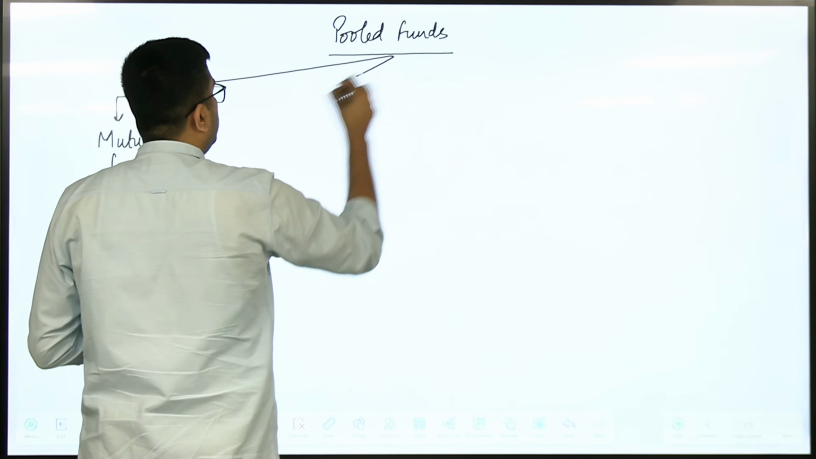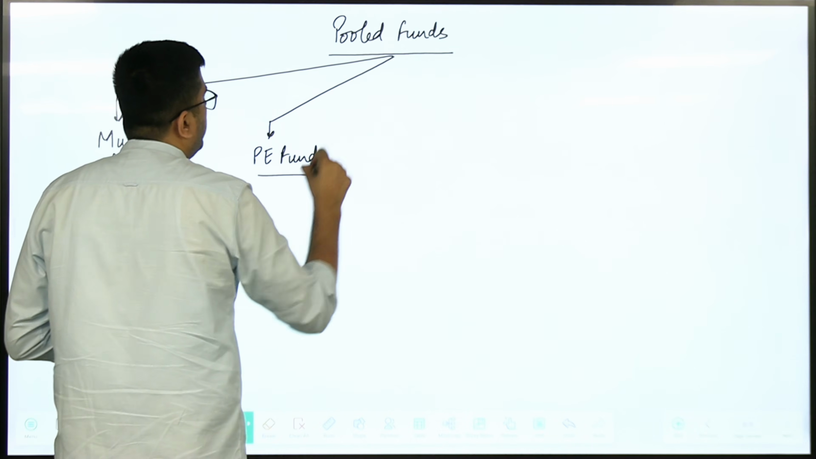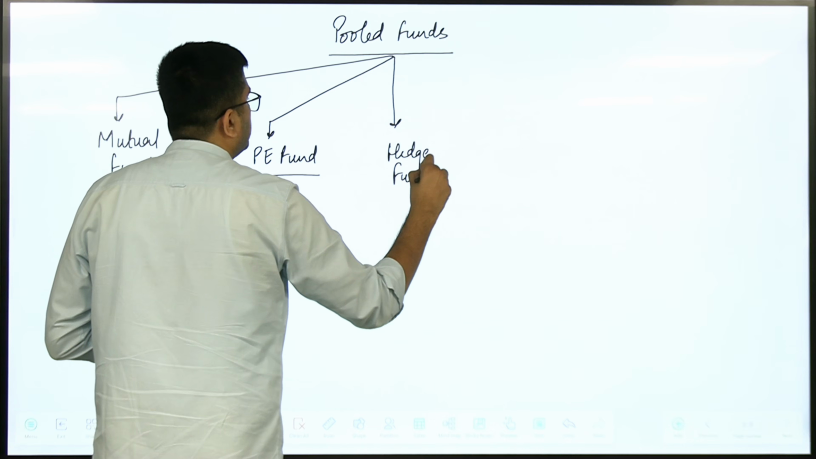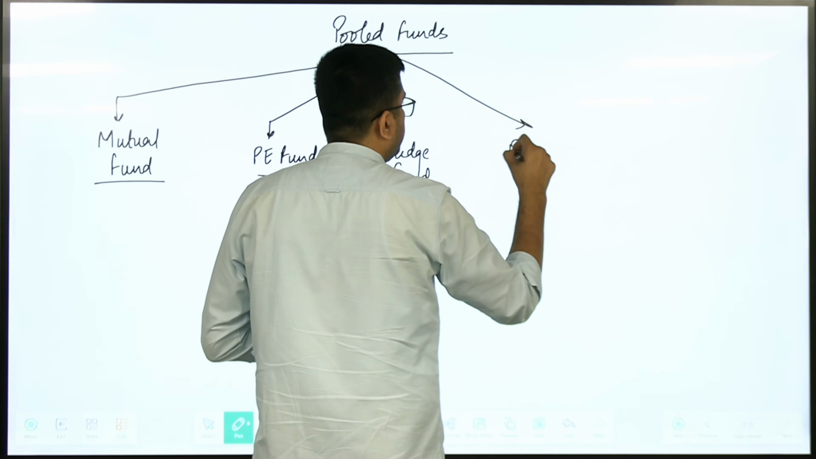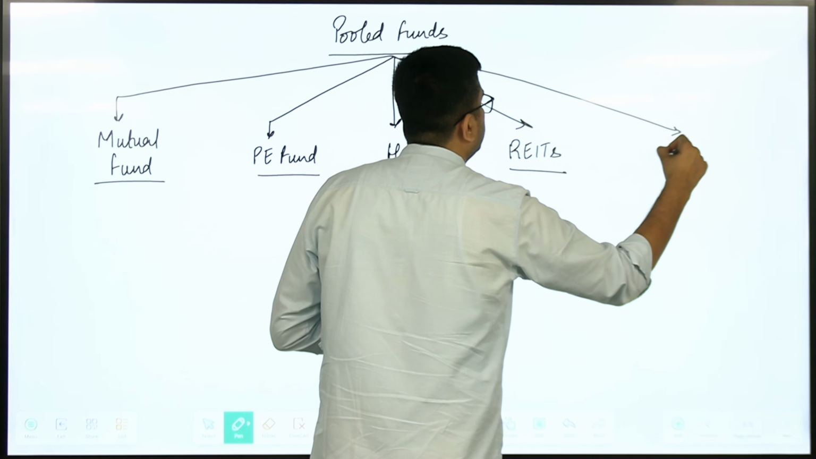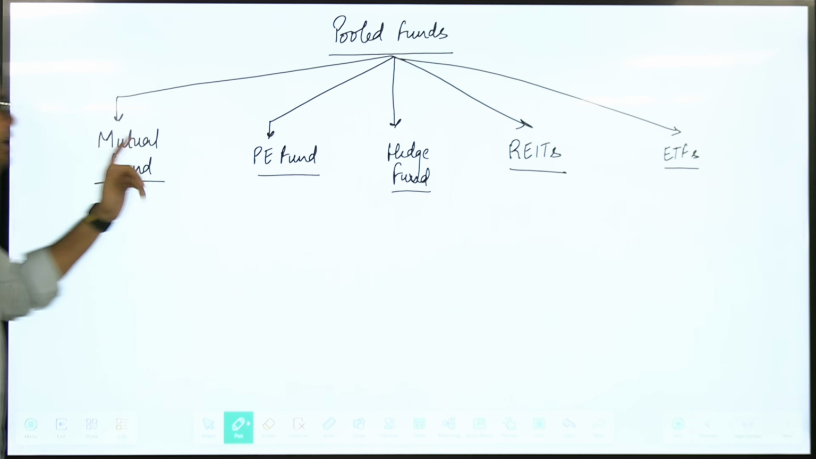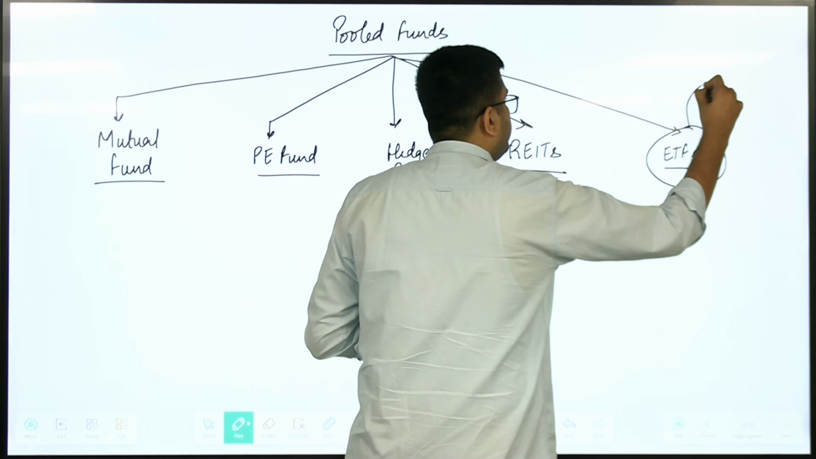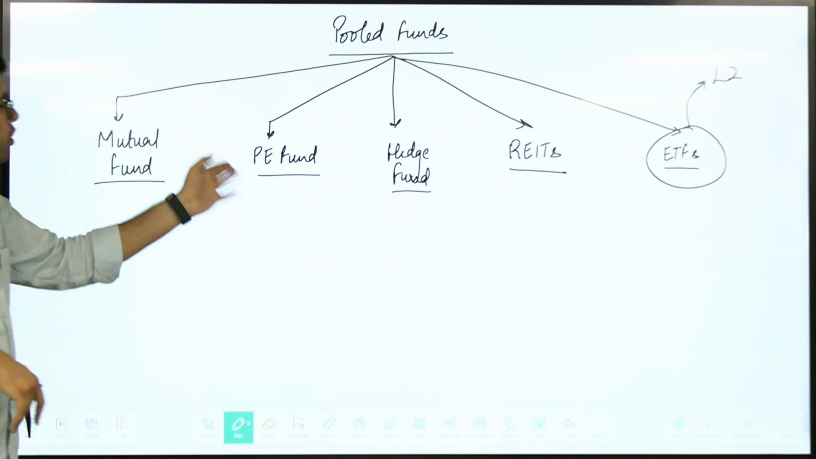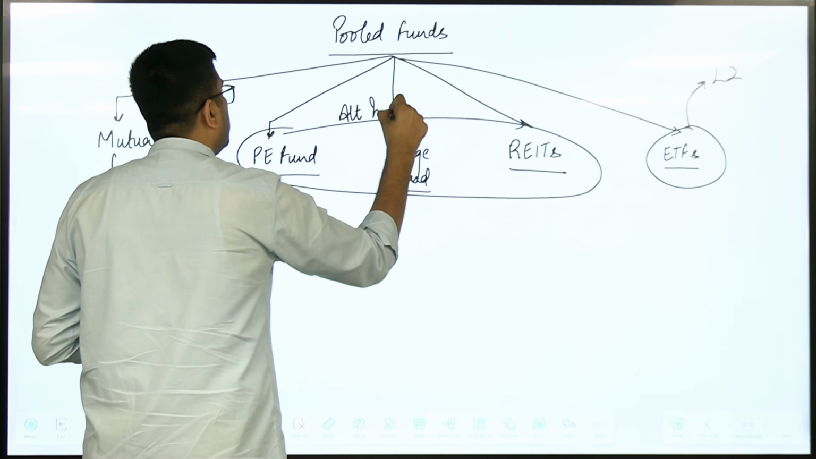But apart from mutual fund, we have also covered private equity fund. We have covered hedge fund. We have REITs, real estate investment trust. We also have ETFs, exchange traded funds. So there are a lot of other types. ETFs you study in detail in level 2. There is just a small difference you need to know for level 1. We'll cover it. All the others, these three, you study in alternative investments.